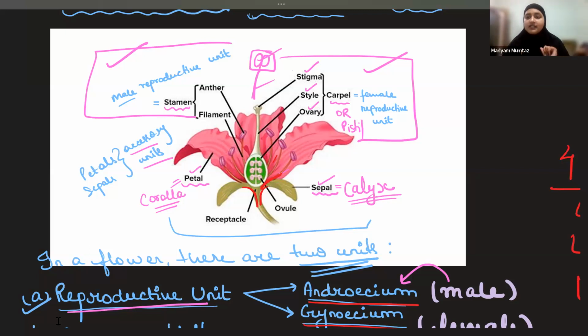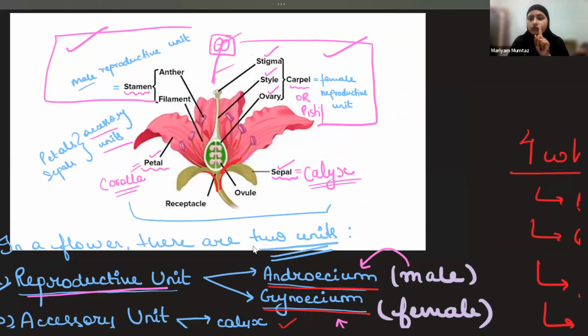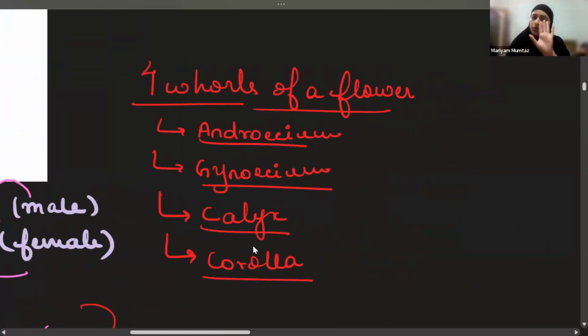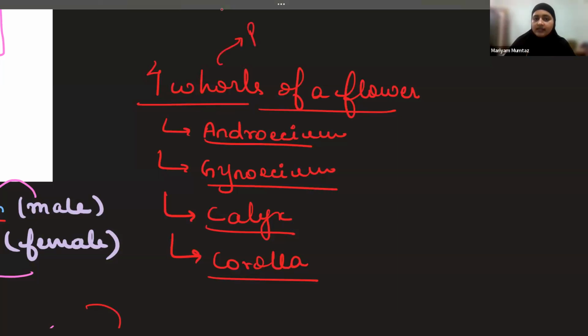So I was saying that when we studied our skeletal system in class 11, we said that there are two parts: one is axial, one is appendicular. Same way, when we talk about a flower, for our ease of understanding, we'll divide it into certain sections so that it is easier for us to study. So we will divide one flower into 4 whorls. You can call whorls the parts of a flower. So 4 general parts: androecium, gynoecium, calyx and corolla.